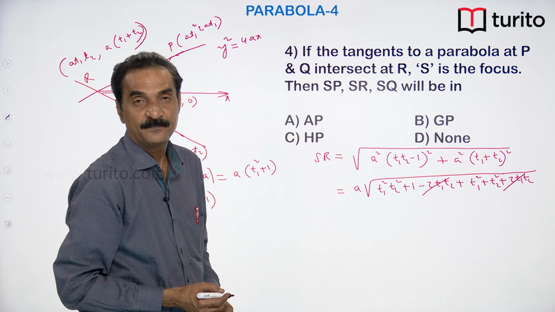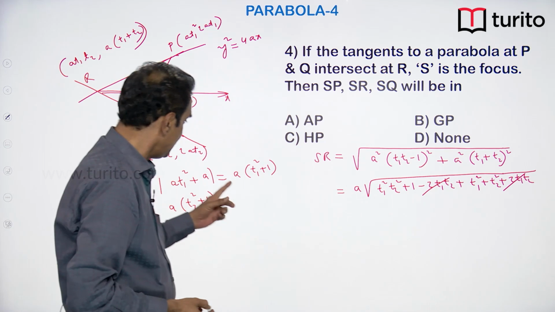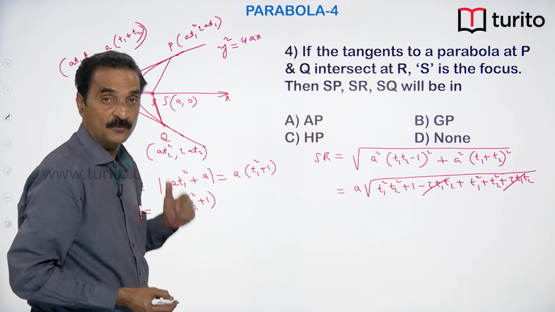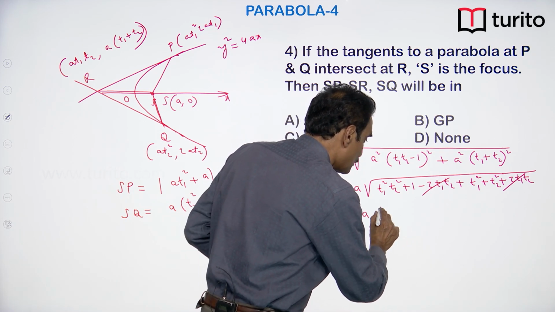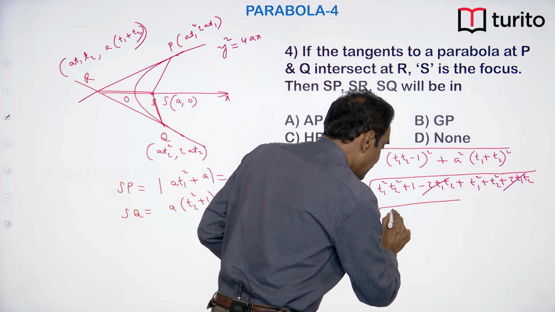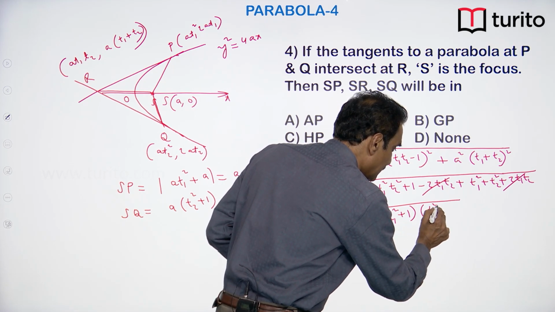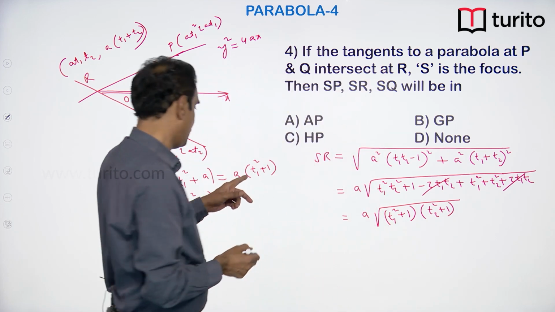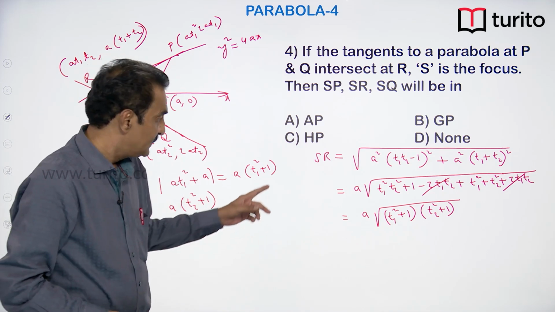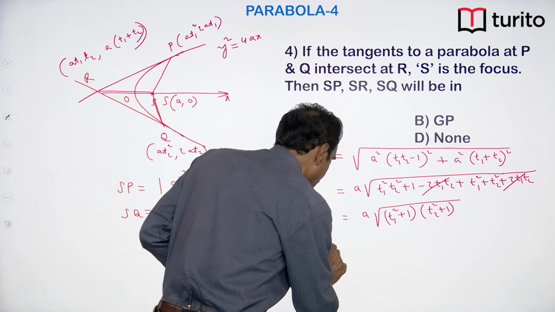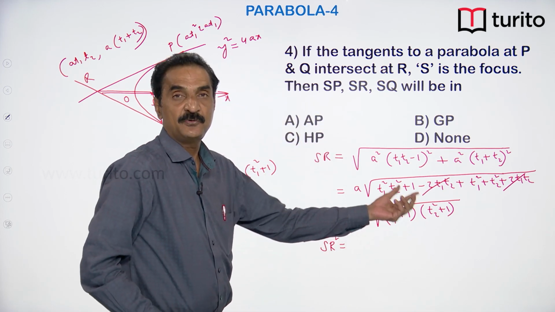Then what is the remaining? You can observe that it can be written in terms of these two. How? It is nothing but a into root over (T1 square plus 1) into (T2 square plus 1) in terms of these two. This can be factorized as this. Then SR square is equal to a square into (T1 square plus 1) into (T2 square plus 1).